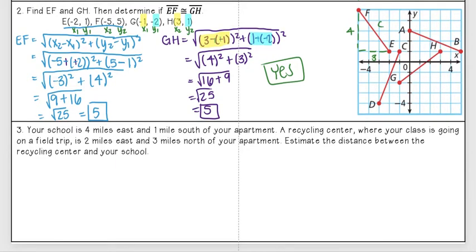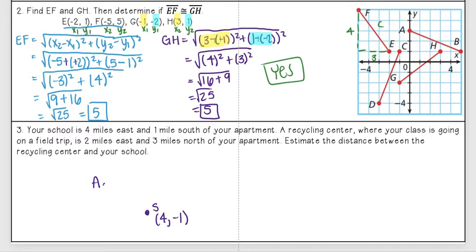Okay, let's try one last one. So this one says your school is 4 miles east and 1 mile south of your apartment. So let's say my apartment is right here. So I'm going to say A for apartment. My school is 4 miles east and 1 mile south. So 4 miles east, that's to the right. So okay, one like here and here. So let's say this is where the school is at. So it's 4 miles to the right, 1 mile south is down, so it's at negative 1.